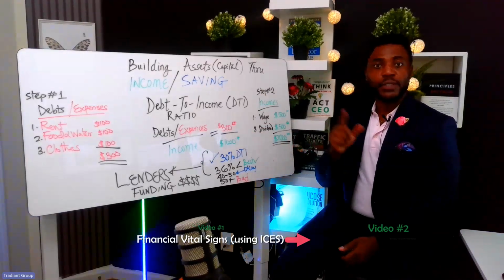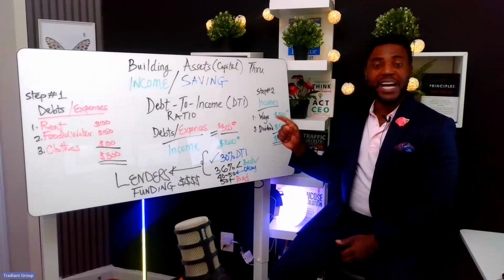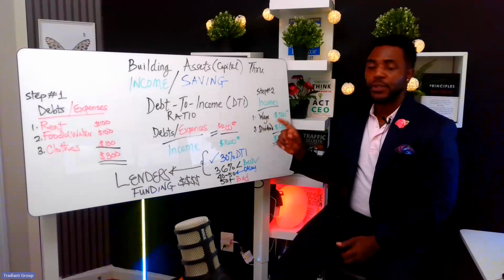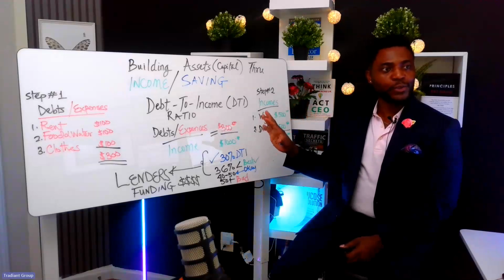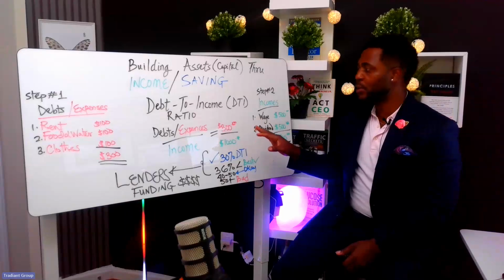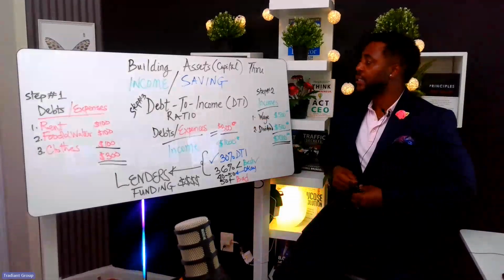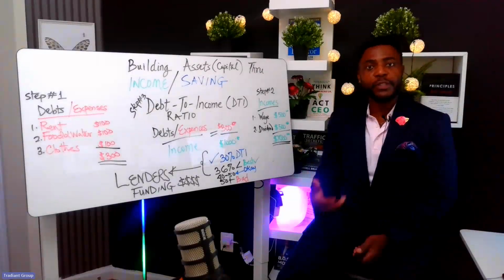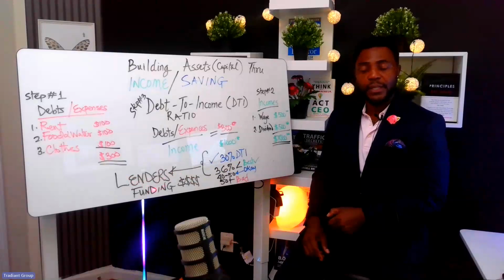Okay, with that being said, the video today is how to create or build assets or capital using your income and savings. And how does that even make sense? I want to make sense of it for you today, so please pay attention, because I'm going to go step by step. Understanding this is going to help you qualify and become eligible for a loan. And lenders, which are the banks, are the ones giving loans.